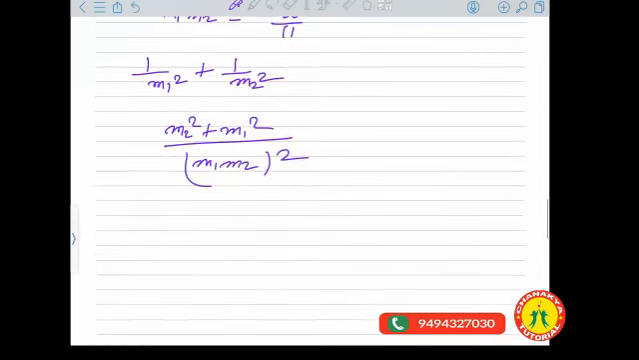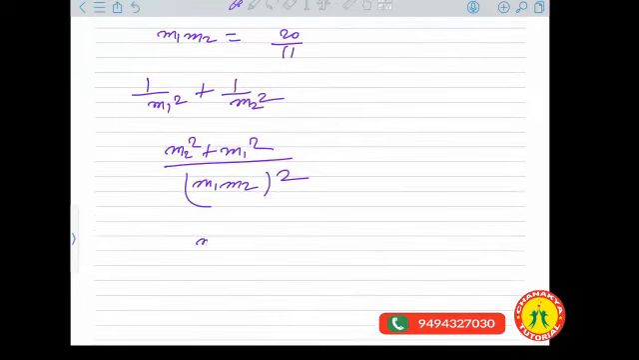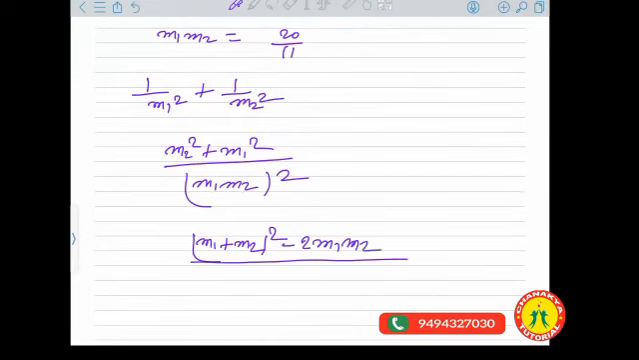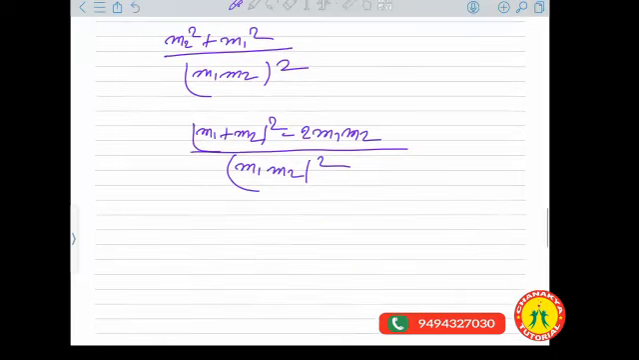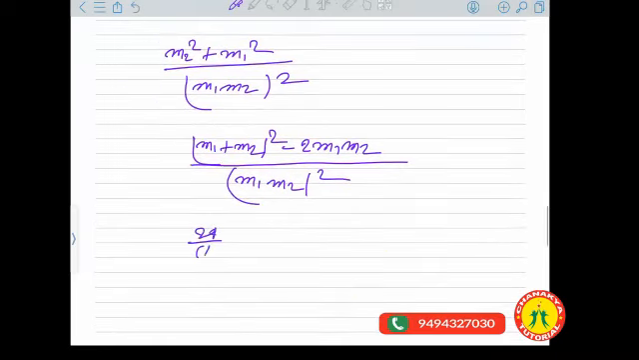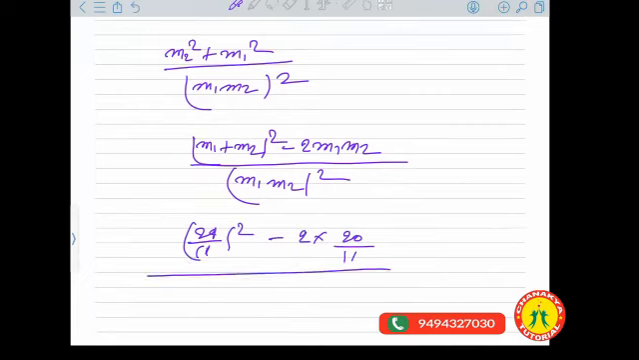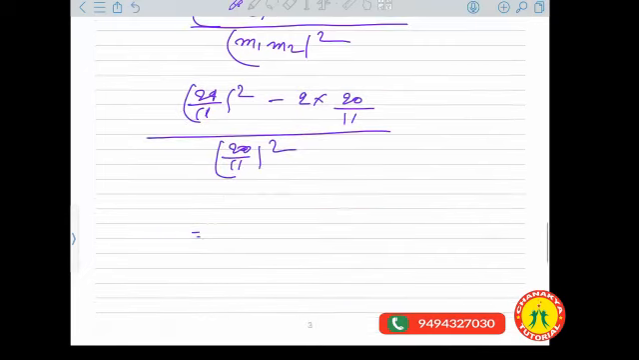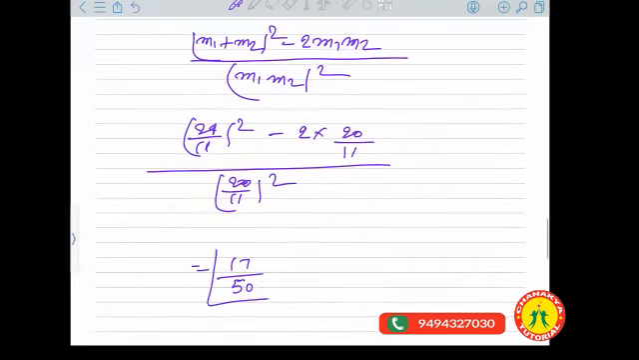So how can we find m1² plus m2²? We can apply (m1 plus m2)² minus 2 times m1 m2, upon (m1 m2)². Put the value of m1 plus m2, that is (24 by 11)² minus 2 times 20 by 11, upon (20 by 11)². We get 17 by 50. So this is the answer for this question.